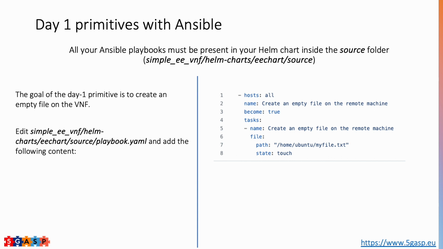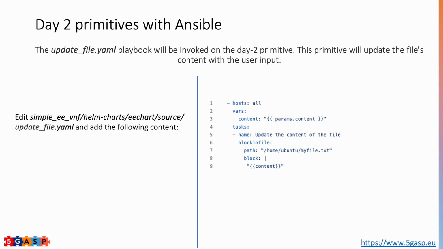All your Ansible playbooks must be present in your Helm chart inside the source folder. The goal of the day 1 primitive is to create an empty file on the VNF. Edit the playbook file and add the following content. The update file playbook will be invoked on the day 2 primitive. This primitive will update the file's content with the user input. For that to happen, first, you need to edit the update file and add the following content.